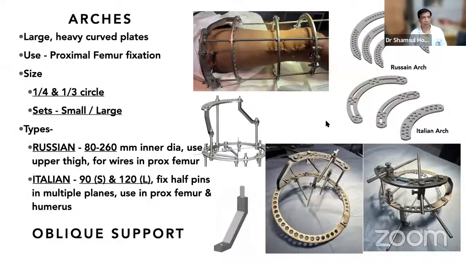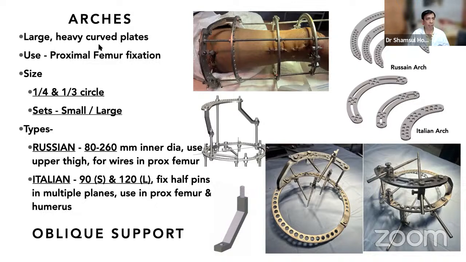Then we have the arches. You can see this is a custom arch. This is a Russian arch, and the above part is an Italian arch. Usually in India we have different types of holes. Italian arch: these are the simple hole ones. These are the sliding holes. You can apply the bolts anywhere over here.